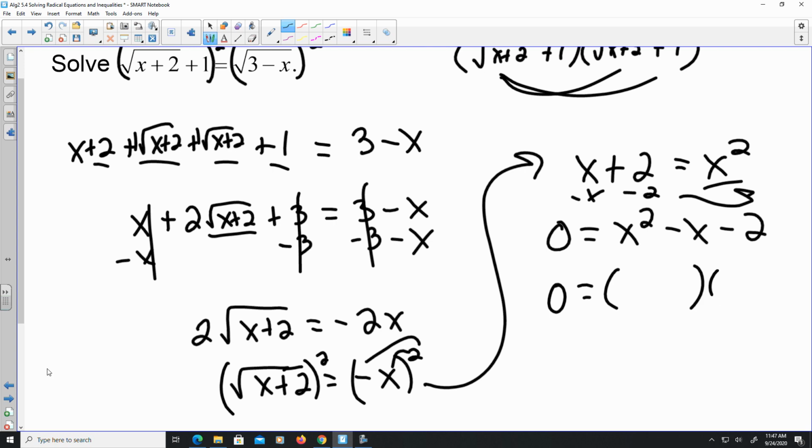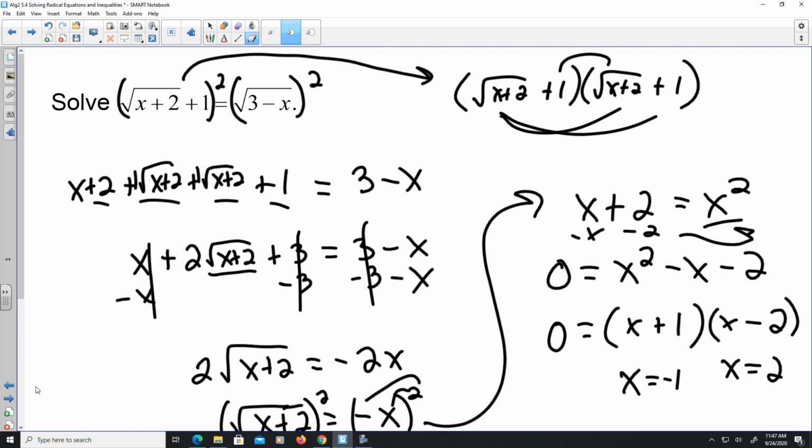Let's see if I can factor this. So this is going to be x, and this is going to be x. Different signs. Product of 2, difference is 1. Larger number attached to the negative, 2 and 1. So zero product property tells me that x will equal negative 1 and x will equal a positive 2. So again, we have to check our original equation to see if it works out.